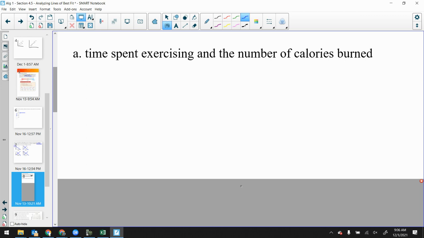Time spent exercising and the calories burned. Now, first thing that we have to decide is, is there some sort of correlation? Yeah. Is it positive or negative? Positive. So we can say that there is a positive correlation.